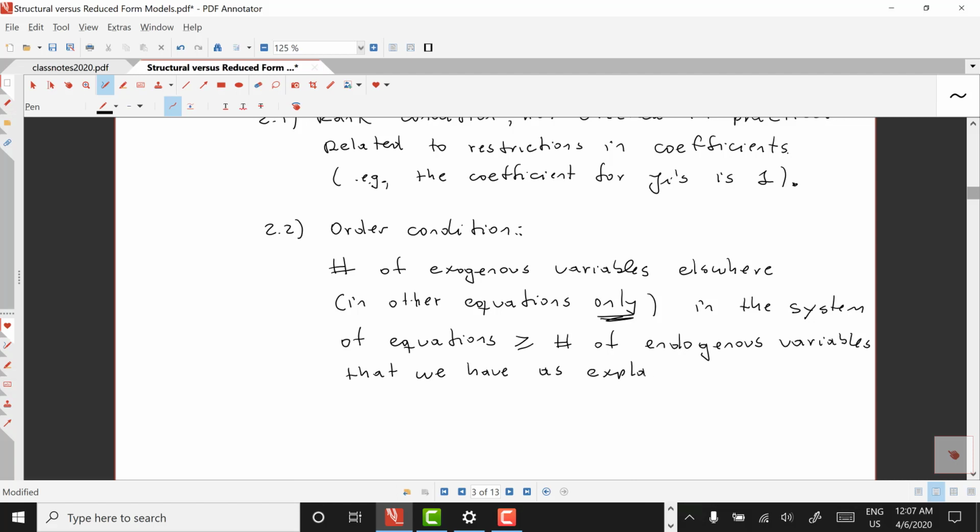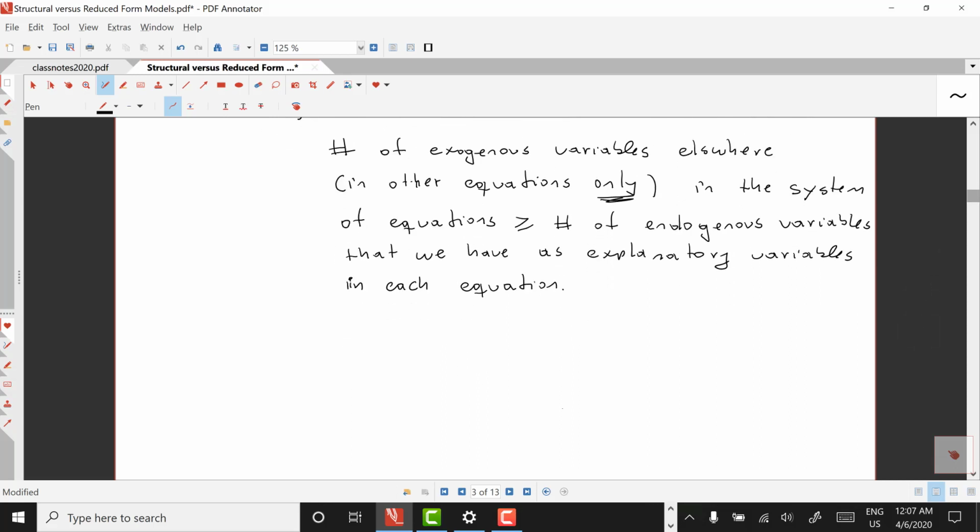As explanatory variables in each equation. Okay, so this condition actually needs to be checked equation by equation. And I think that this rule, when you see it in the context of an example, makes more sense.